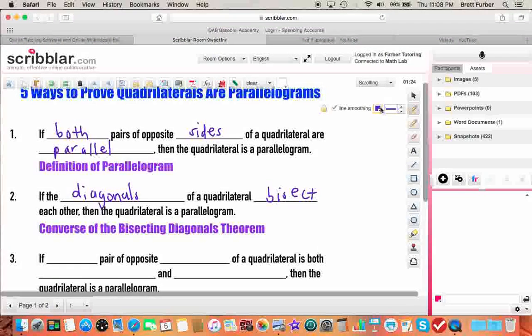Okay? So, again, if a shape is drawn, diagonals are drawn in, and you see these markings, and they wanted to know, is that enough information to prove that this shape is a parallelogram? The answer would be yes, it is.